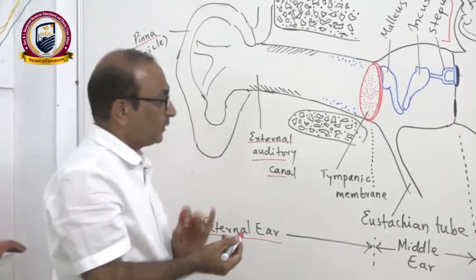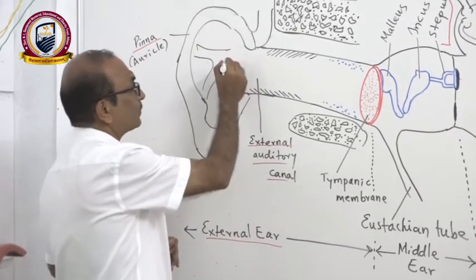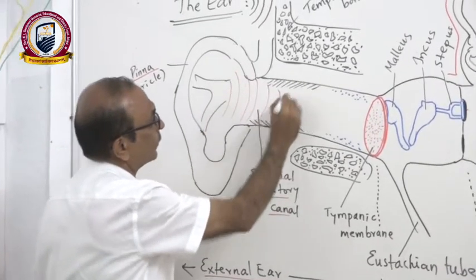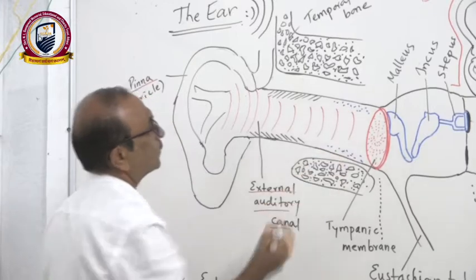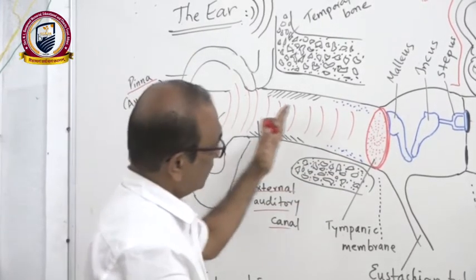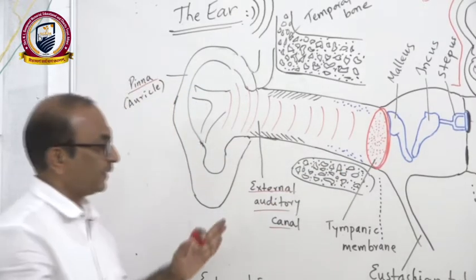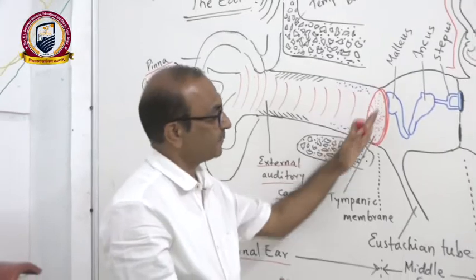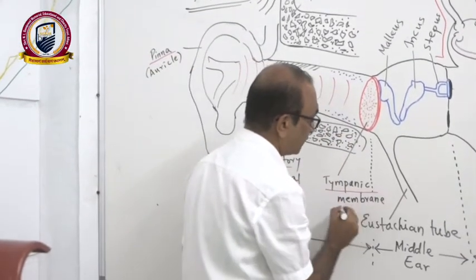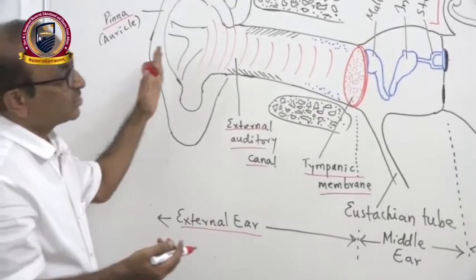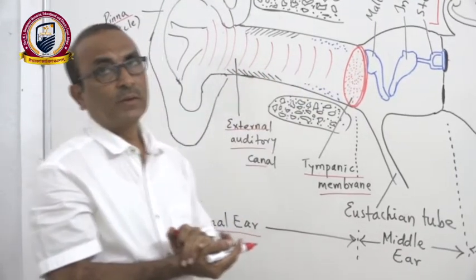Now the function of the auditory canal is to transmit the sound waves to the interior, because at the internal end of the external auditory canal, if you look, there is a tympanic membrane. The sound waves have to reach the tympanic membrane.